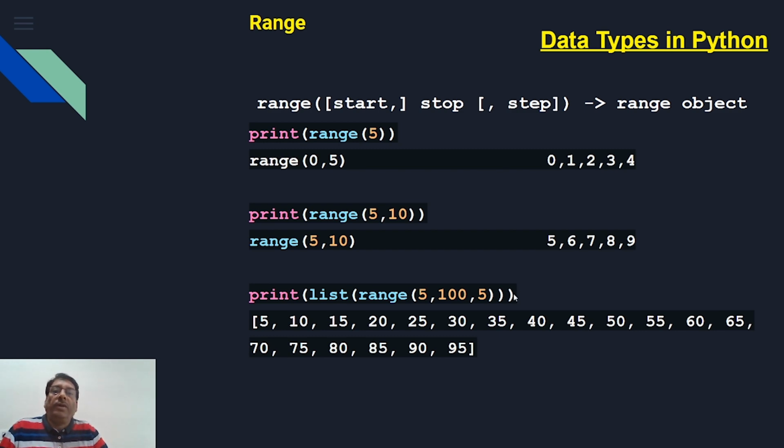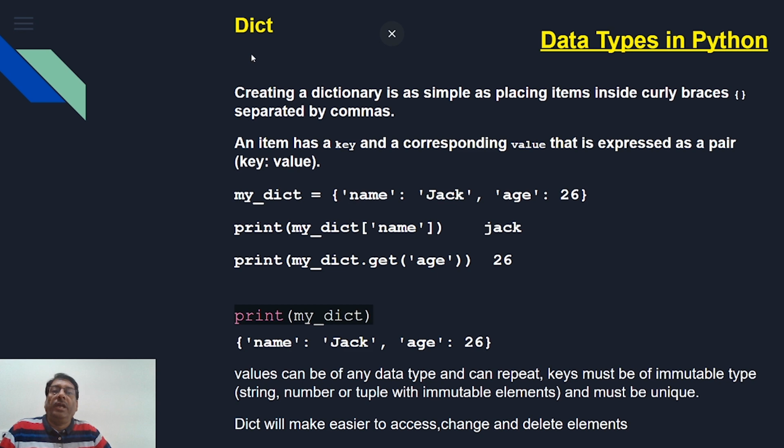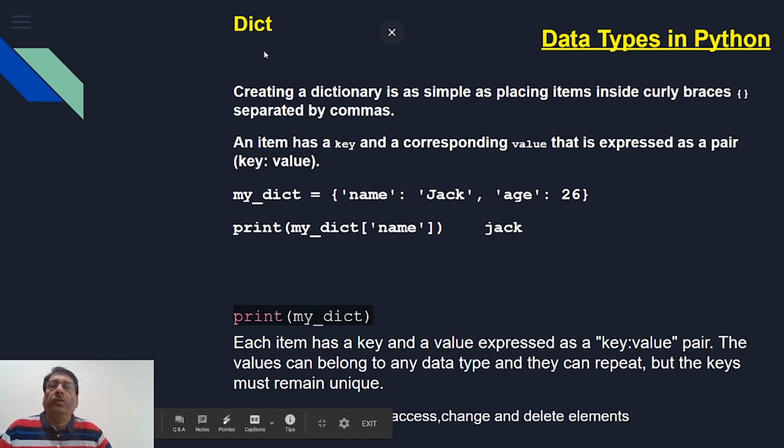Then we'll go with the dictionary data type that we have. In case of a dictionary, we can create a dictionary by just placing the items inside the braces, and they need to be separated by comma. An item that you place in a dictionary needs to have a key followed by the value. It can be done like this.